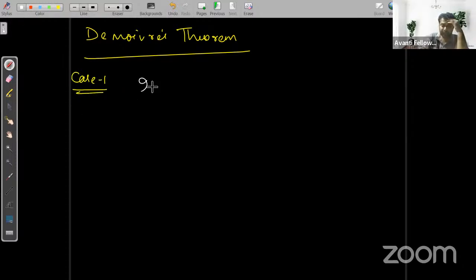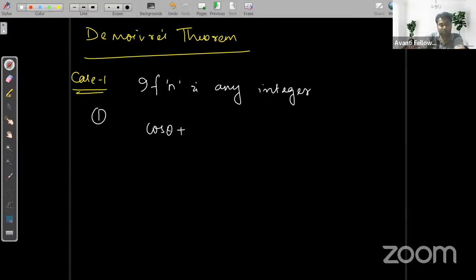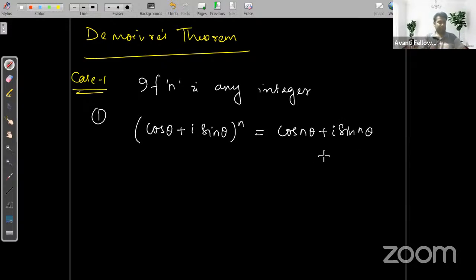Statement is, if n is any integer, then (cos θ + i sin θ)^n can be expressed as cos nθ + i sin nθ. Do you need the proof? Okay, let's see what is the proof.